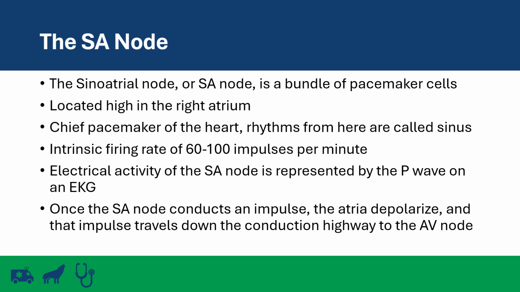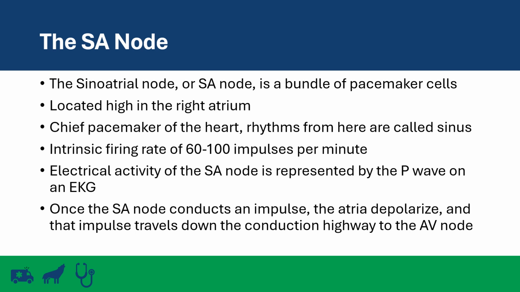So in a normal healthy heart, the impulse that leads to the contraction of the heart should come from the SA node. Now the SA node has a firing rate of 60 to 100 impulses per minute. This should sound familiar, as when you learn in your vital signs, a normal heart rate is 60 to 100 beats per minute. This is why, because the impulse that leads the heart to beat comes from the SA node.